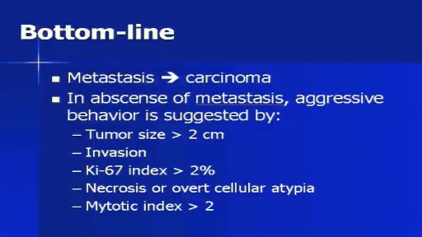A tumor size more than 2 centimeters, local invasion of the tumor, an index called Ki-67 when it's more than 2%, which is a reflection of the activity of the cells in terms of division, reproduction, or proliferation. And then the presence of certain things under the microscope, like necrosis and something called cellular atypia. And the mitotic index, when it's more than 2. Again, this is what the pathologists see, counting the cells that are actively dividing.